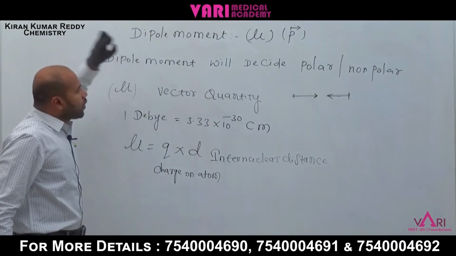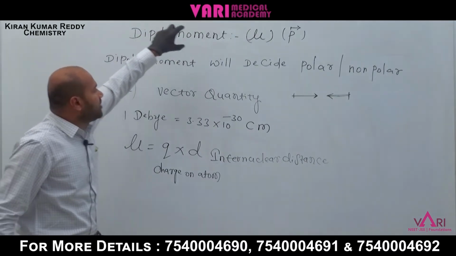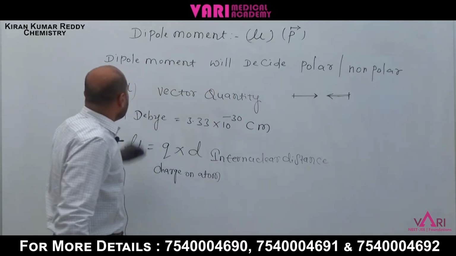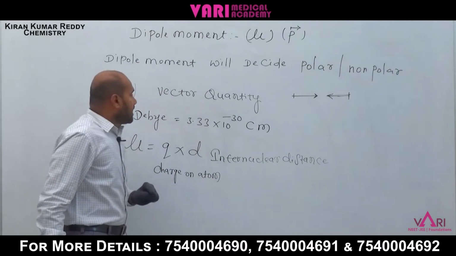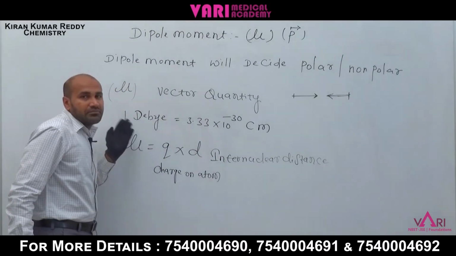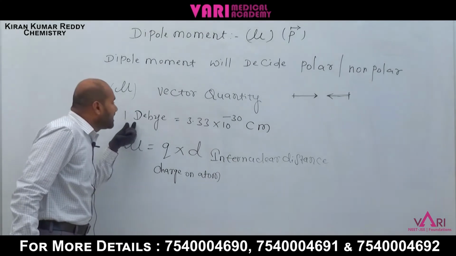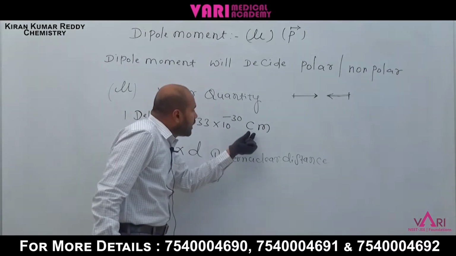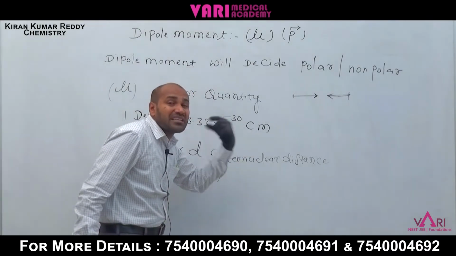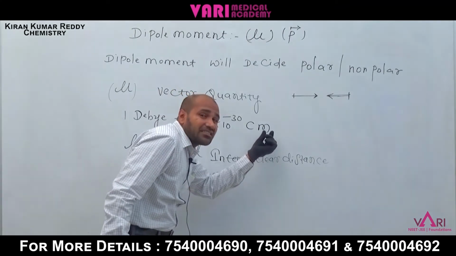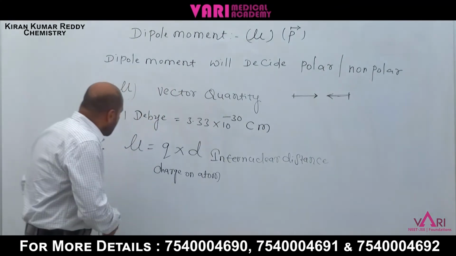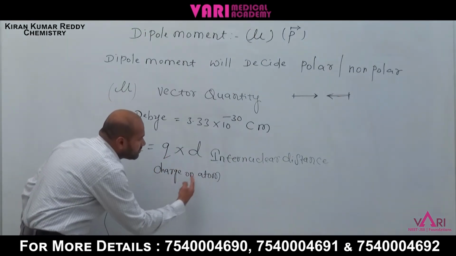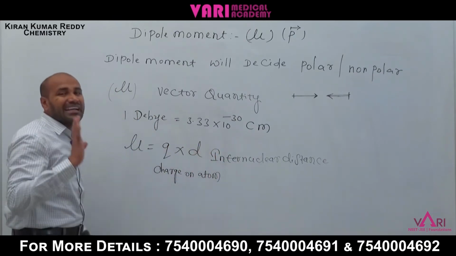Whether a molecule is polar or non-polar, the dipole moment will decide, and it is a vector quantity. The measured unit is debye. 1 debye is equal to 3.33 into 10 to the power minus 30 coulomb meter. C means coulomb, charge is measured in coulombs and distance is measured in meters. Now mu is equal to q into d, where q means charge on atom and d is the internuclear distance.